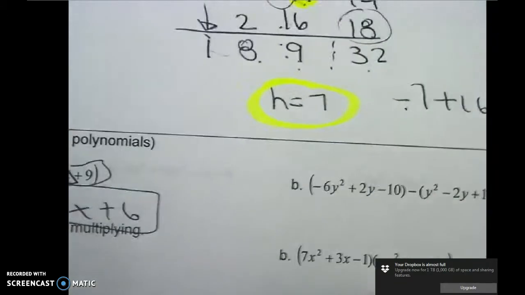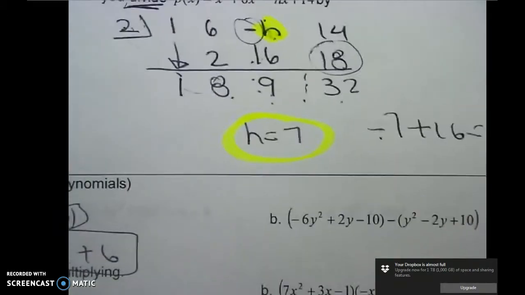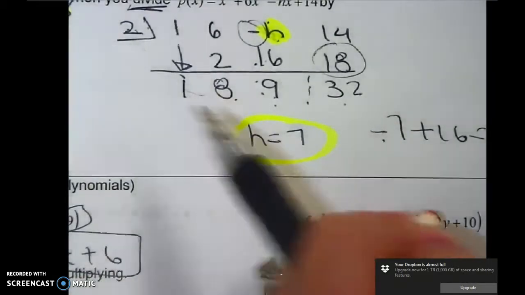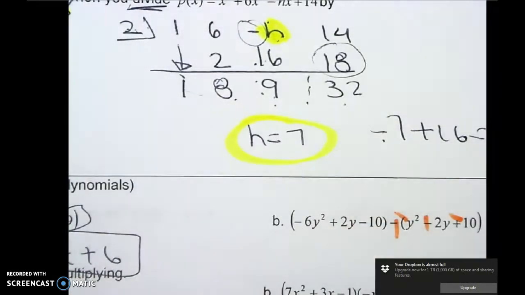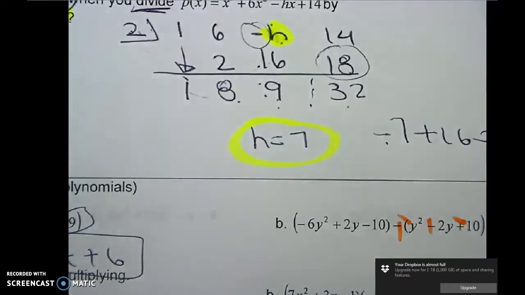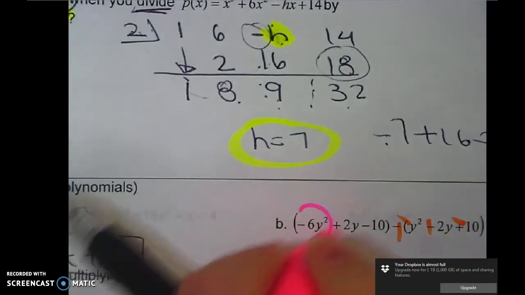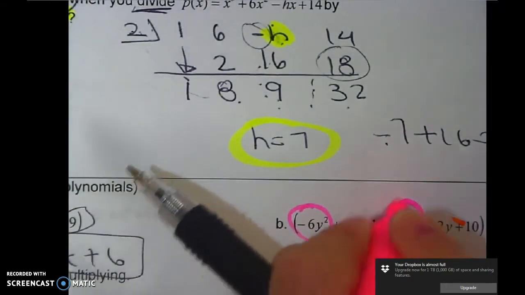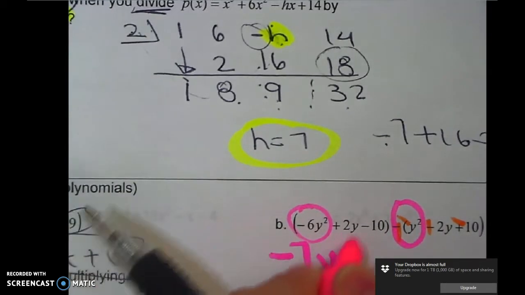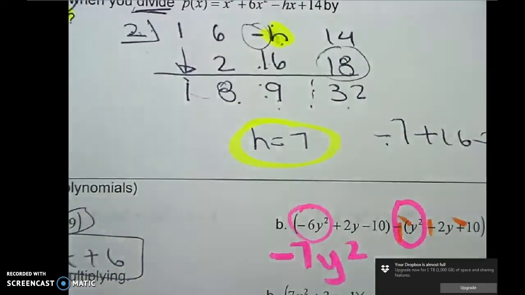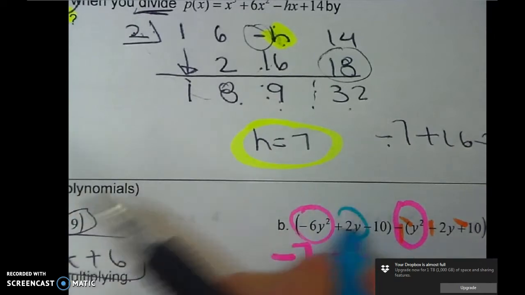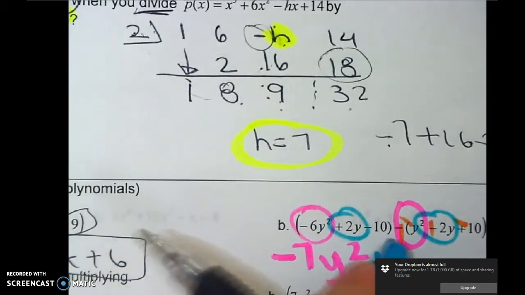Letter B. Anytime I have a minus, I change the signs of everything to the right. And now to keep it interesting, I'll do highlighting this time. So -6y squared minus 1y squared is -7y squared. 2 plus 2 is 4.